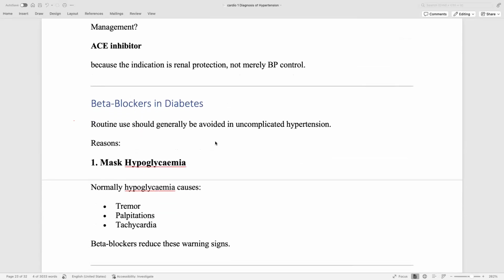What about beta blockers in diabetes? You should avoid them. Why? Because beta blockers act on the sympathetic and parasympathetic systems, and the sympathetic and parasympathetic are usually the systems which respond to hypoglycemia. It tells you this is the alarm, these are the radars for hypoglycemia.